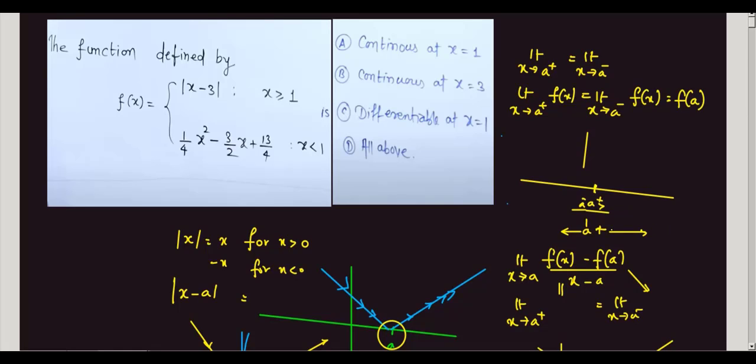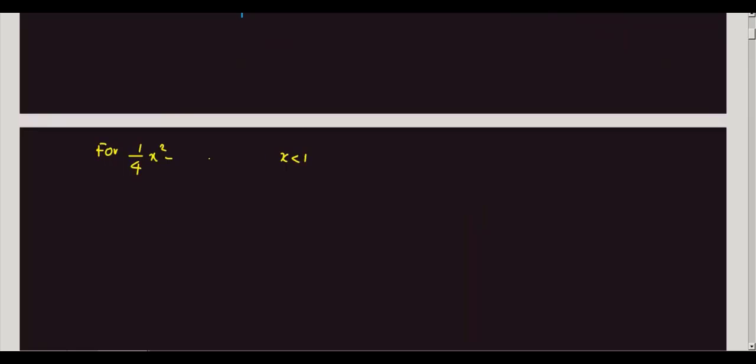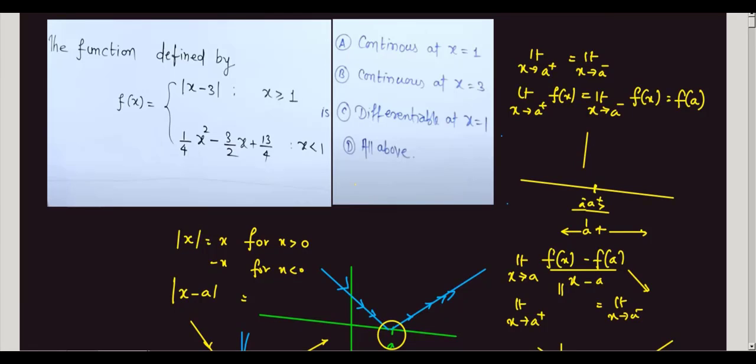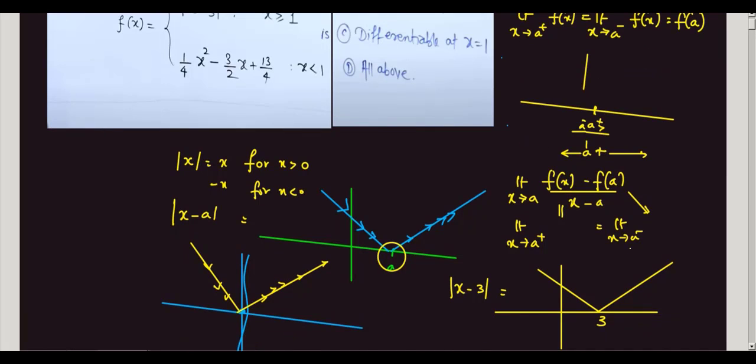So look, for x less than 1, what is the function given? 1 by 4 x square minus 3 by 2 x plus 13 by 4. Now for x greater than or equal to 1, mod x minus 3 function comes in. So for x greater than or equal to 1, here we have 1.